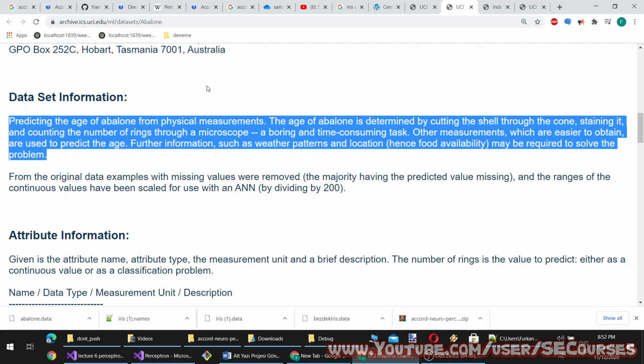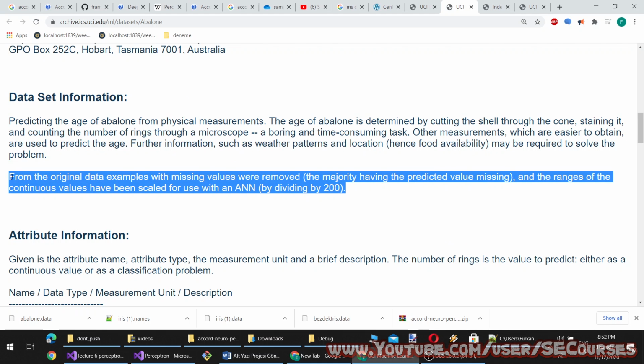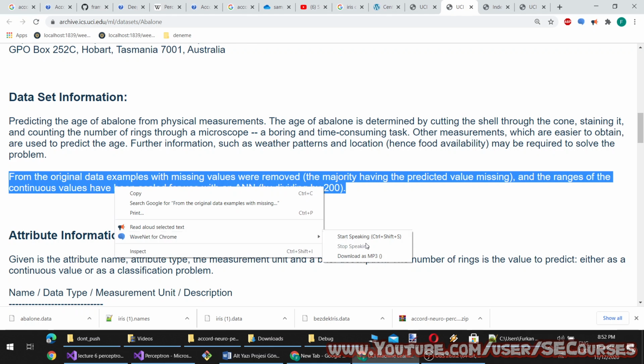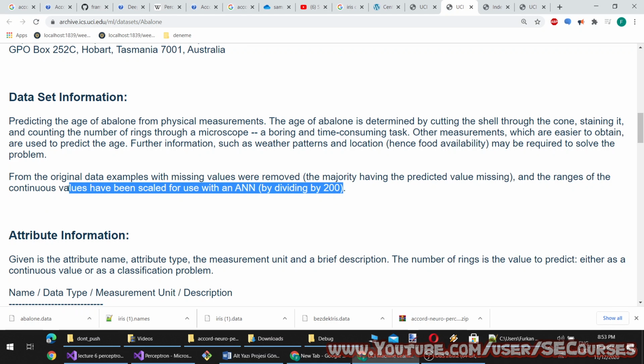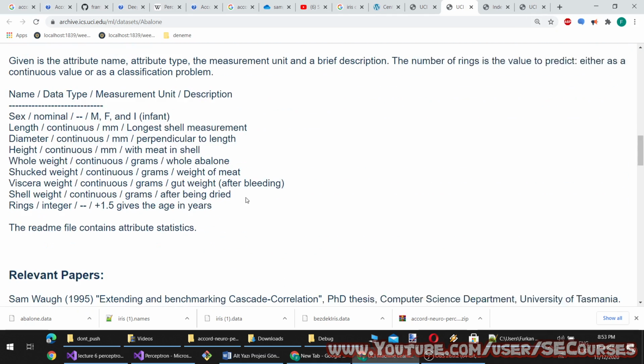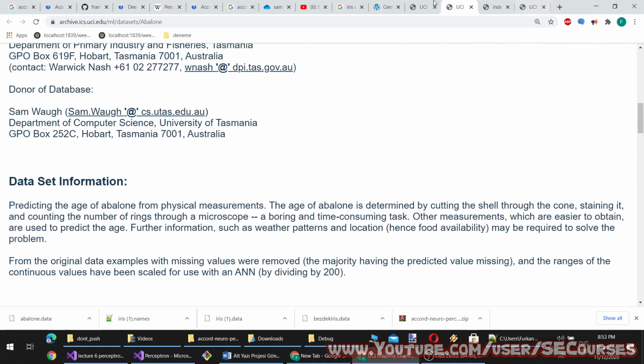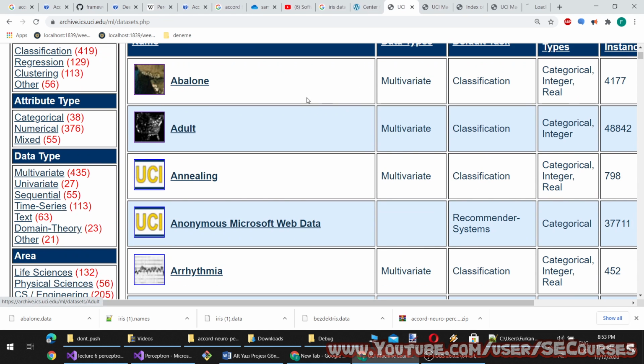Further information, such as weather patterns and location, hence food availability, may be required to solve the problem. From the original data, examples with missing values were removed, the majority having the predicted value missing, and the ranges of the continuous values have been scaled for use with an ANN by dividing by 200. Okay, so the data is already scaled. Maybe we can find a non-scaled data.